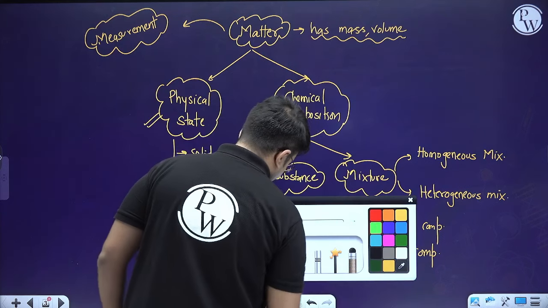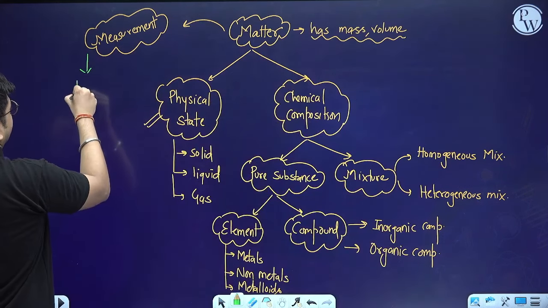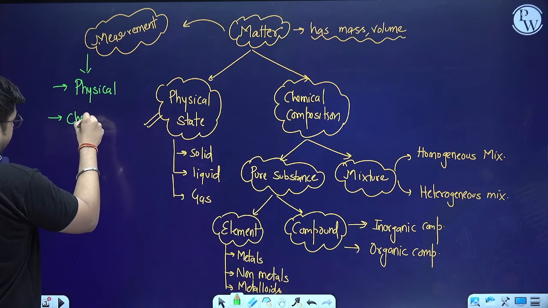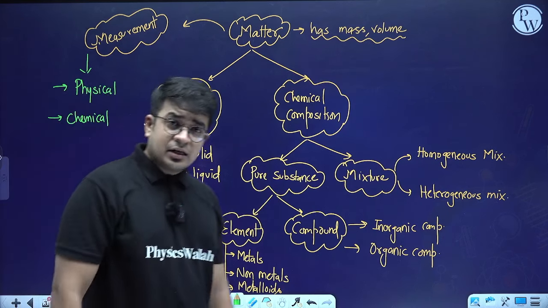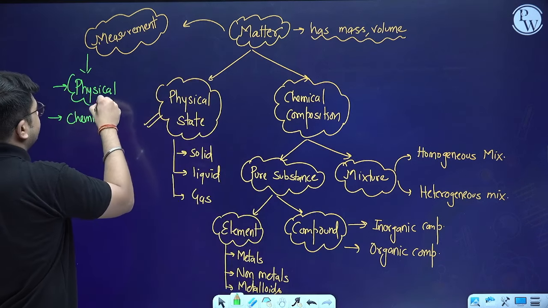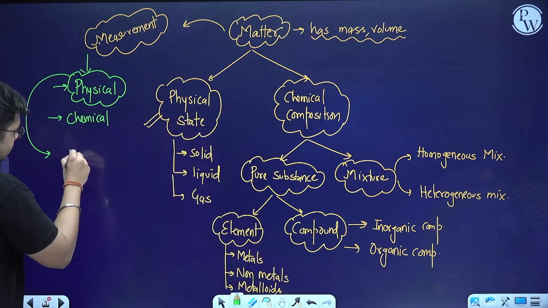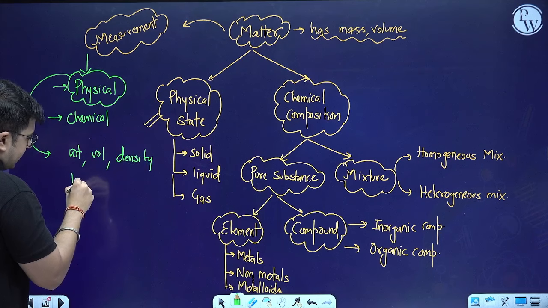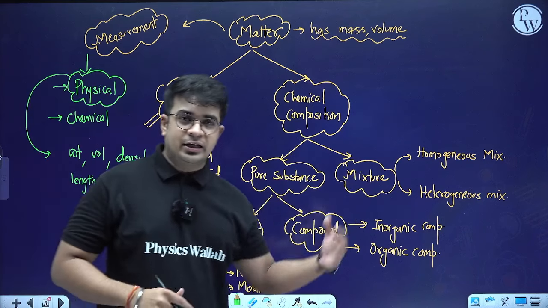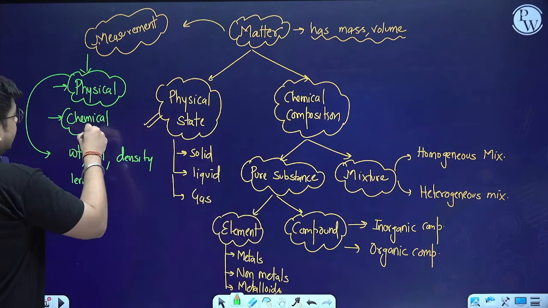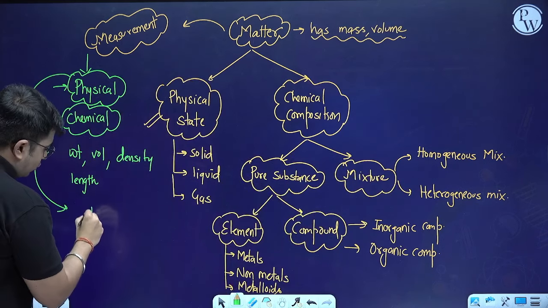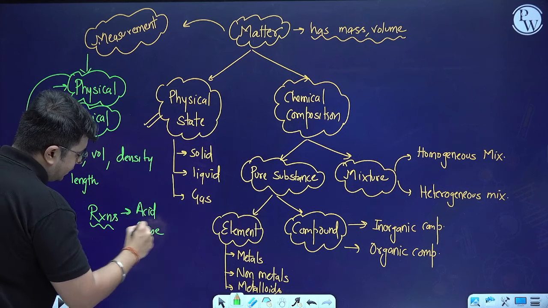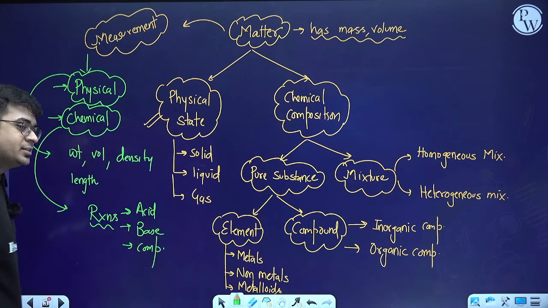So when we talk about the measurement, we can talk about the physical measurement, or we can talk about the chemical measurement. Now, physical measurement is very easy to understand. Definitely, I am talking about its weight, its volume, its density, its length, like that. So all the physical quantities which can be measured, that is the physical measurement. In the same way, the chemical measurement is about reactions basically: its reaction with acid, its reaction with base, its reaction with any other component. So that is the basic idea about these types of reactions.